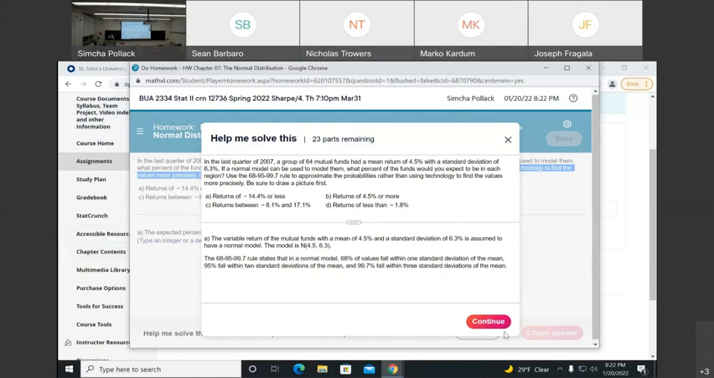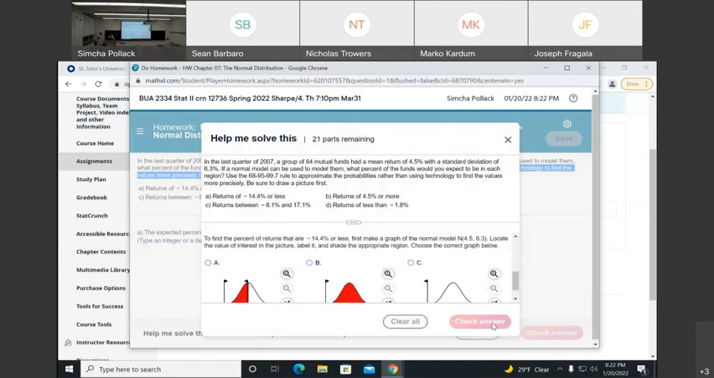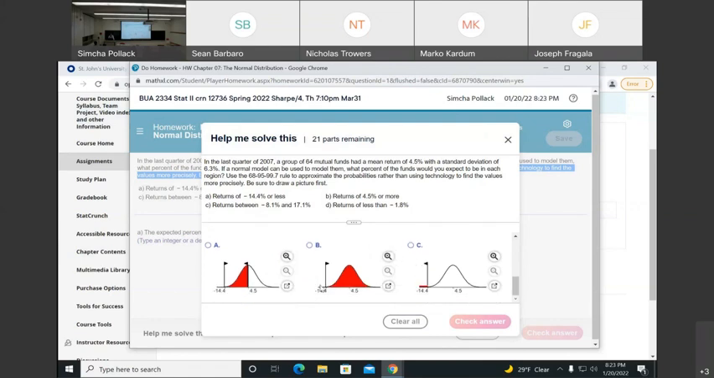Okay, so they remind you of the rule. Let's see if we make a picture. They made a picture for you, okay? And it's telling you what the rule is about between blah, blah, blah. I don't think part C, I'm not reading it carefully, but it looks like it's right. Okay, continue.